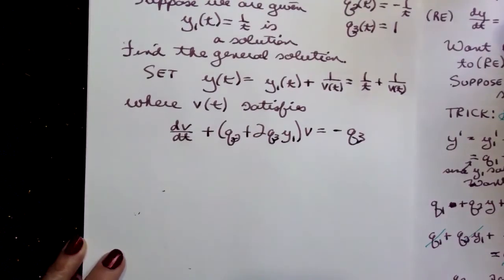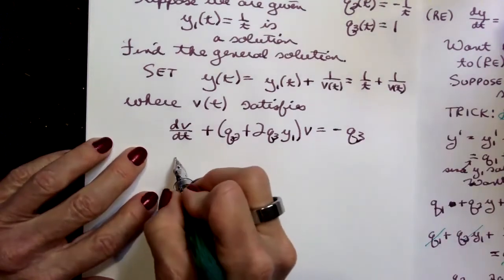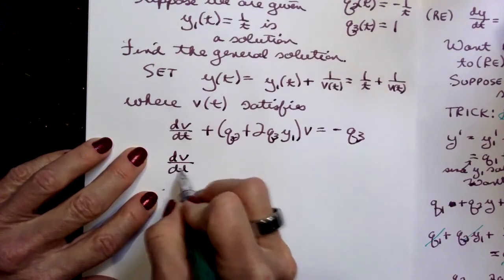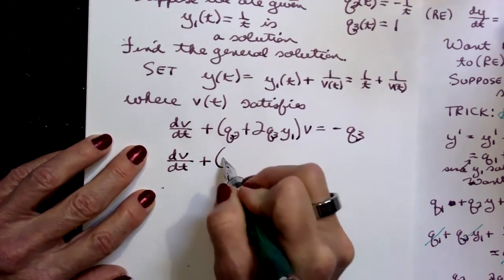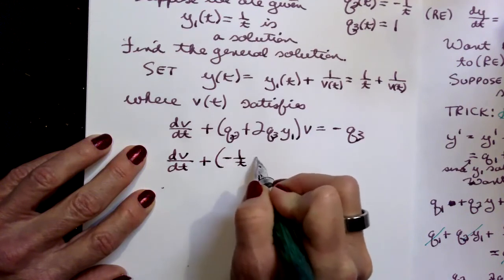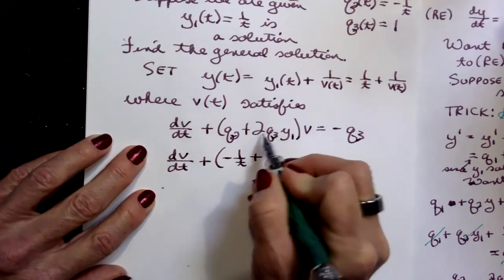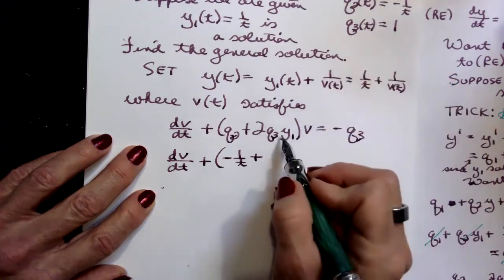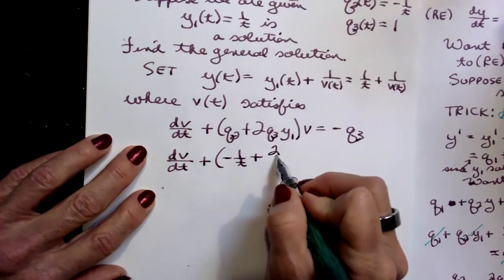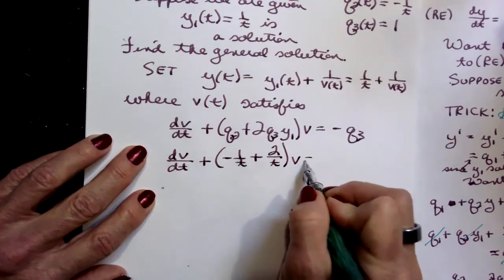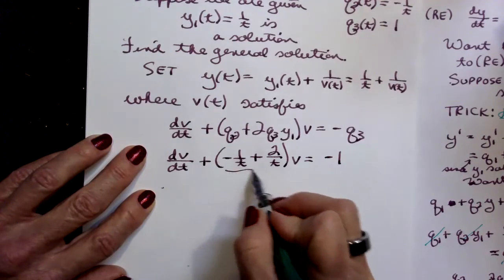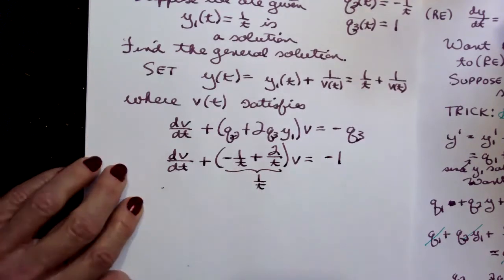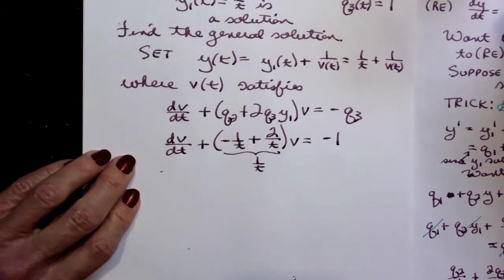Okay. All right, so let's write down the exact equation we have with our q1 and q2. Well, notice q1 doesn't figure in here, actually. So it's just q2, which is minus 1 over t, plus 2 q3 times y1. So q3 is 1, y1 is 1 over t. So this is 2 over t times v is equal to minus 1. And notice that this is just 1 over t. Okay, so that's our linear equation: dv/dt plus (1/t) v is minus 1.